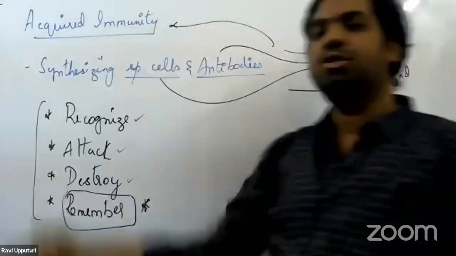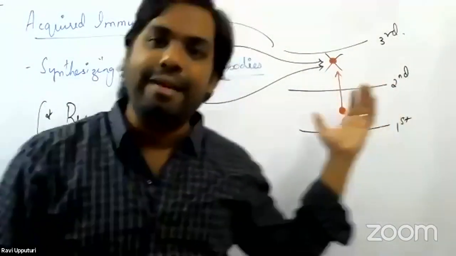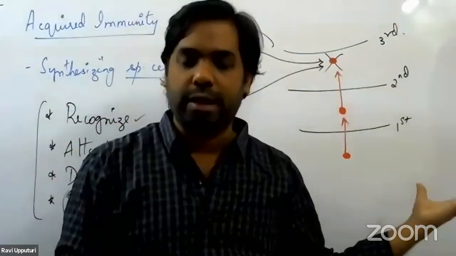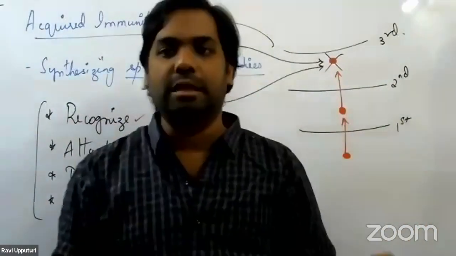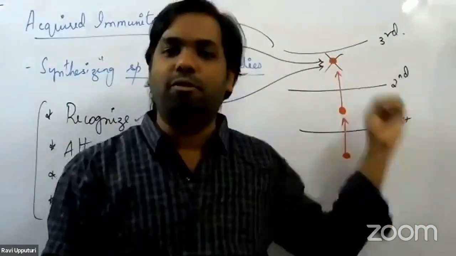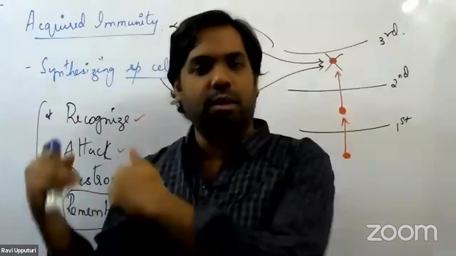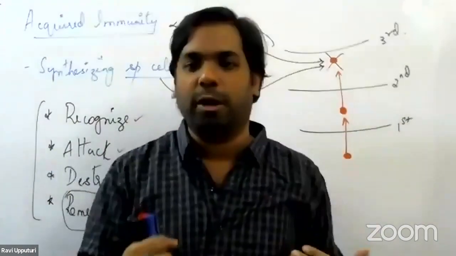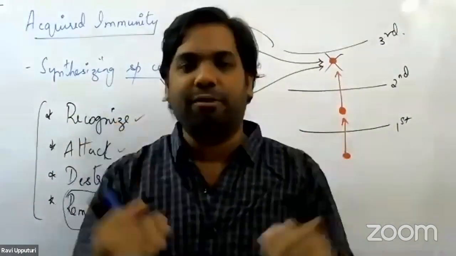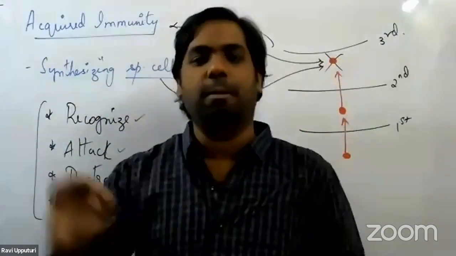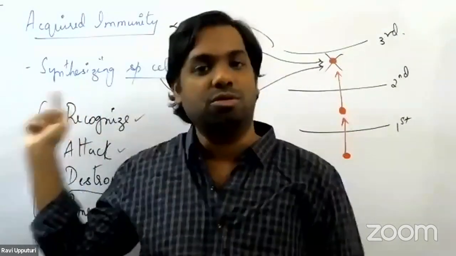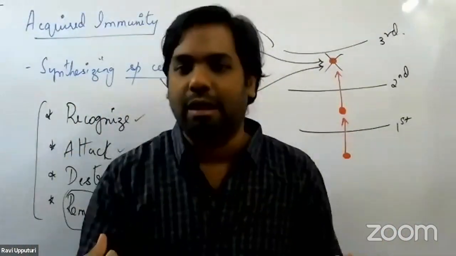The acquired immune system is also referred to as the adaptive immune system, right? It constitutes majorly the third line of defense, which is said to be the most powerful immune system present in our body. Major infections are all fought by this acquired immune system.